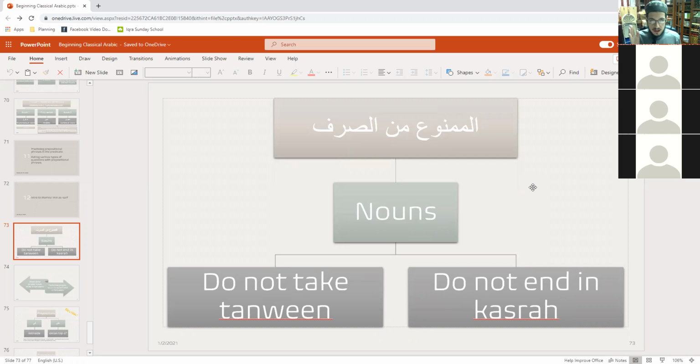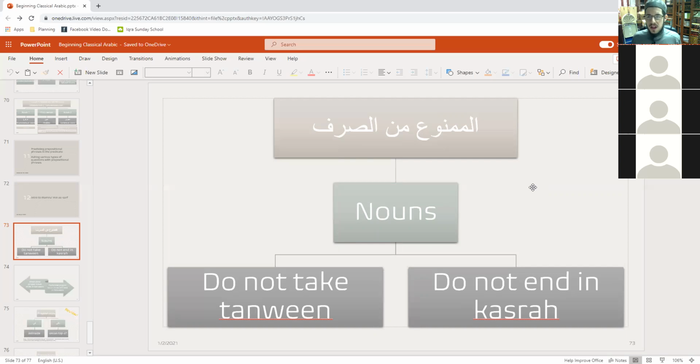If we imagine in our minds right now, what are all the possibilities that could happen on the end of a letter? It could be dhamma, fatha, kasra. It could be two dhammas, right? Tanween, dhammatain. It could be two fathas. It could be two kasras. That's for a normal noun. There are some nouns that do not accept all of those vowel markings or diacritical marks.